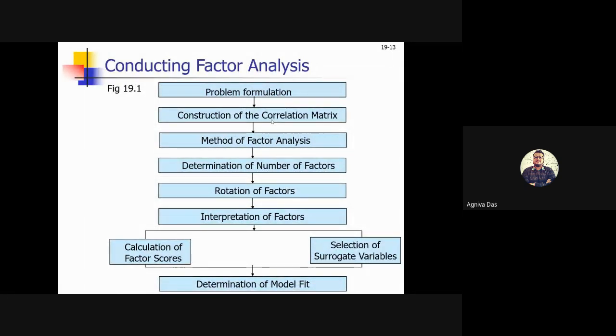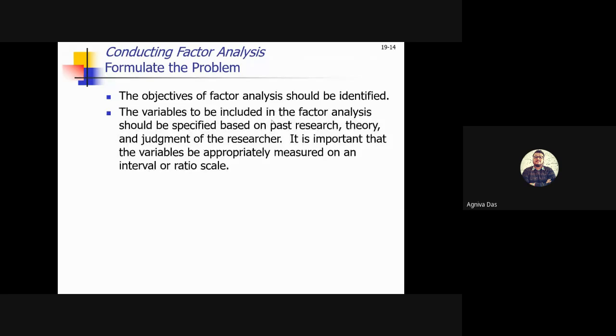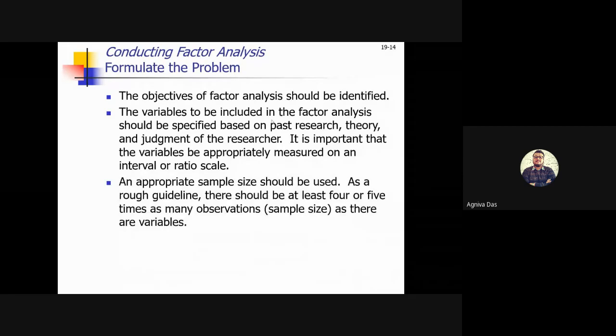The first thing that you do is the formulation of the problem. How to formulate the problem? The objectives of factor analysis should be identified, and the variables to be included in the factor analysis should be specified based on either past research or theory, or based on the judgment of the researcher. It is important that they be measured properly, either on an interval scale or on a ratio scale. They cannot be categorical in nature, as we have already discussed in case of PCA.